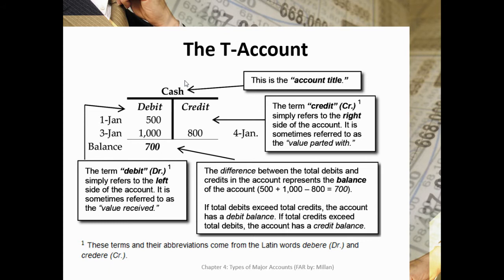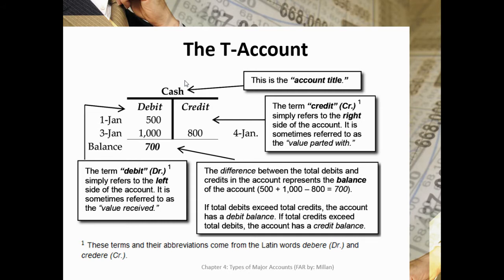Balance is yung difference between the total debits and credits in the T account. For example, ito, 500 plus 1,000. Ang total debit mo is 1,500. Ang credit mo is 800. 1,500 minus 800. Ang balance na lang ng cash mo is 700 pesos. Bakit siya nasa left side or nasa debit side? Kasi yun yung mas malaking amount.